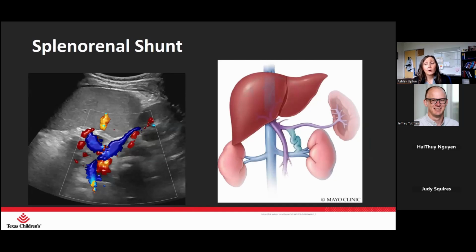With splenic flow backing up into the spleen, the splenic vein has to find other pathways back to drain, including forming spontaneous splenorenal shunts. So these can often be found on ultrasound if they're large enough, like this ultrasound image. And this is a transverse view of the spleen and the left kidney, showing an abnormal connection between the two. And this is a diagram on the right showing the same thing.